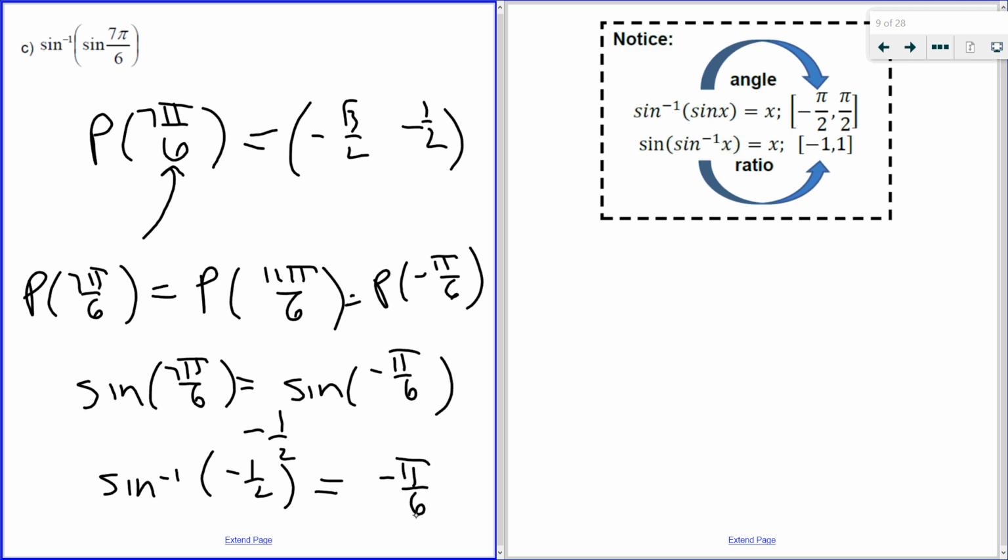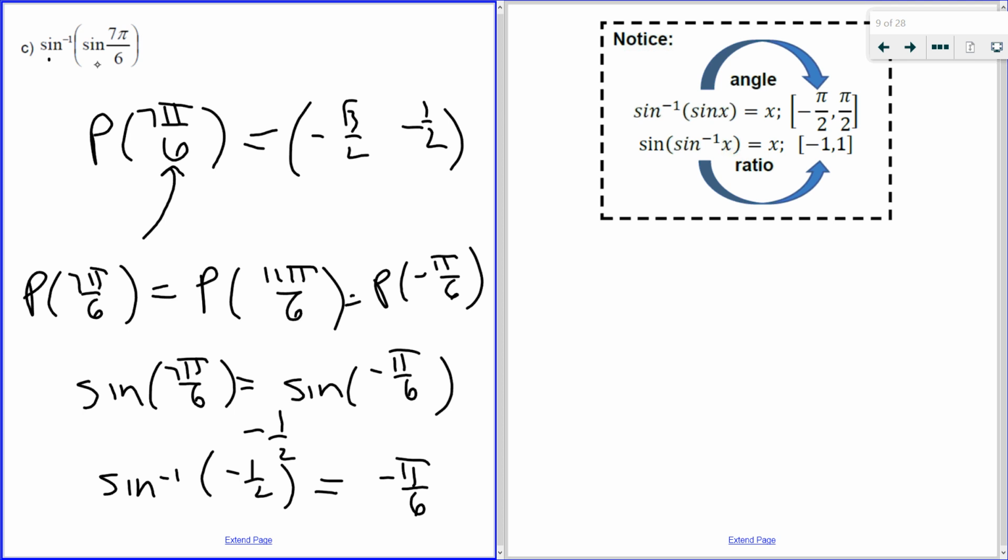So this is a nice example where I did sine inverse of sine. They don't simply cancel out to be 7 pi over 6. We have to fit them into the domain restriction. You could say that it was 7 pi over 6 and then fit it into our restricted domain, because 7 pi over 6 is the same angle as negative pi over 6. So just remember that your solutions have to lie in quadrant 1 and quadrant 4 only.